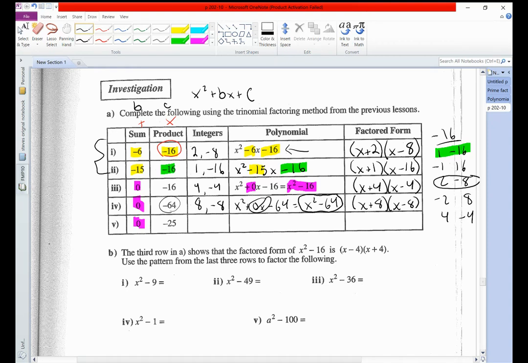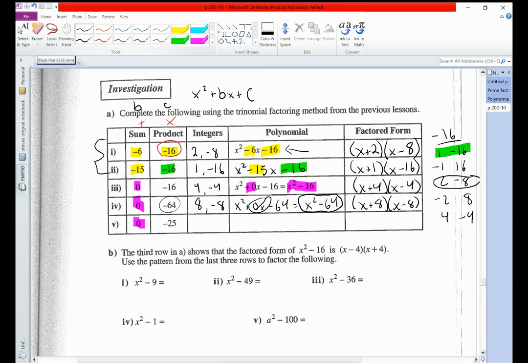So you can start to see a bit of a pattern here. In the last two examples, we're using the same values, but with just a different sign. So our factors are x plus 4 and x minus 4. And then again, in the last example we did, we have x plus 8 multiplied by x minus 8. So let's try the last one.